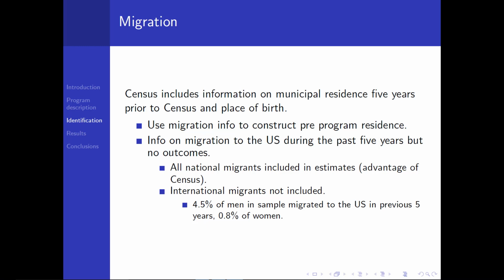This is clearly an age group with a lot of migration. How many people am I missing? In the census in 2010, what I can see is that 4.5% of men in my sample migrated within the past 5 years, and 0.8% of women. That gives some idea of how many I'm missing.